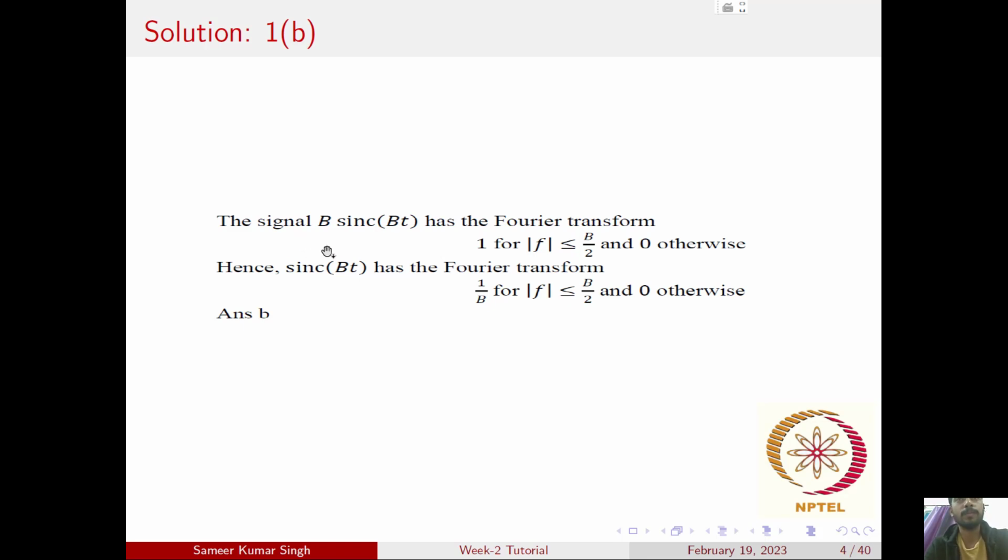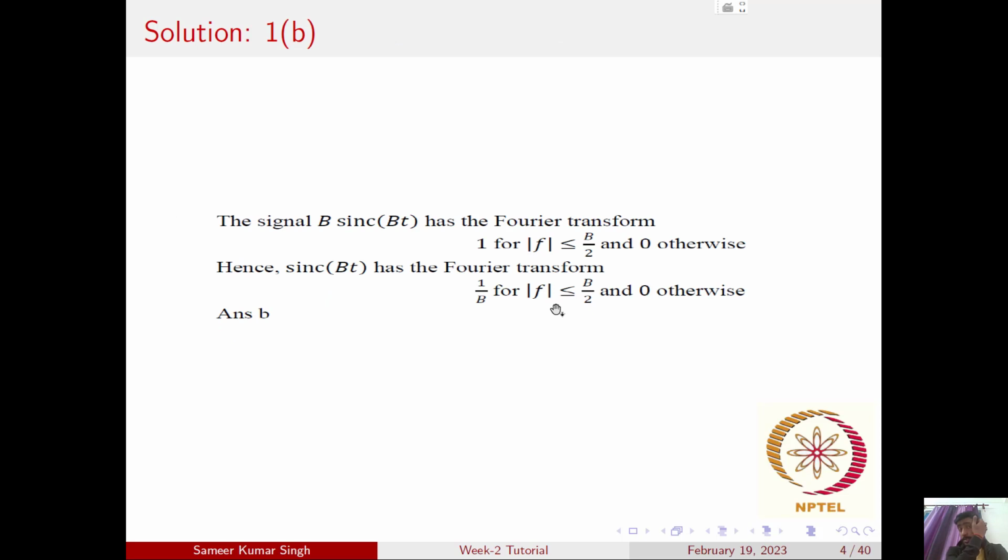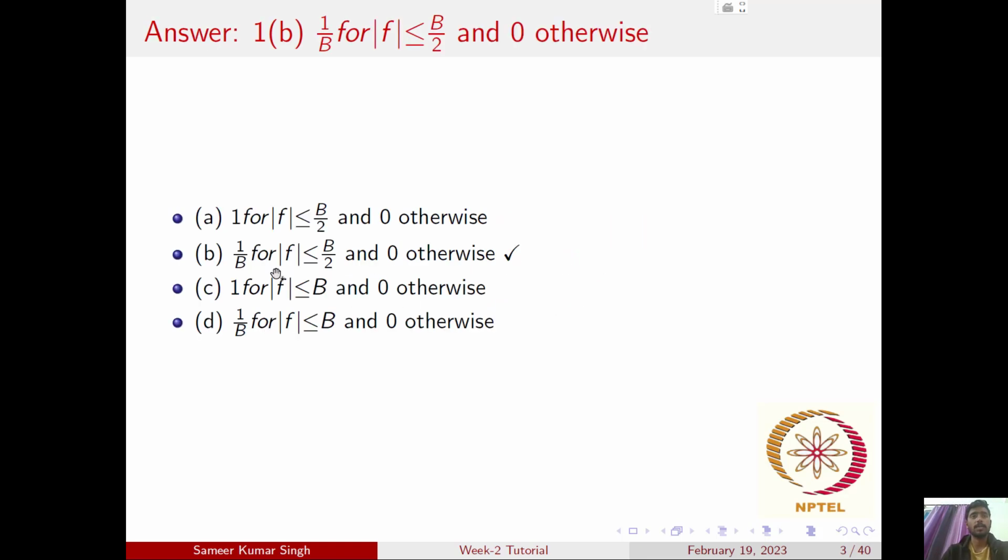Basically, for the general signal, sinc(Bt) has the Fourier transform 1 from minus B by 2 to plus B by 2 and 0 otherwise. So here we have to calculate the Fourier transform of sinc(Bt). So B will come on the right-hand side and it will become 1 by B. So it will be 1 by B for f going from minus B by 2 to plus B by 2, and it will be 0 otherwise. So the answer will be the B part.